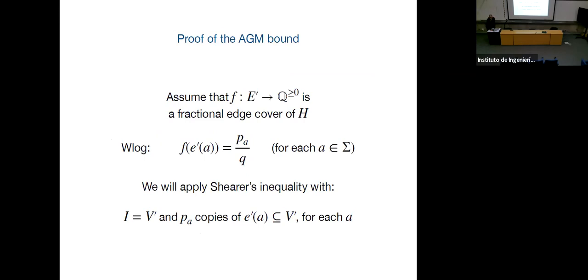So the only thing that we will use aside from Shearer's inequality is that the entropy of a random variable is maximized when the probability distribution is uniform, in which case it takes the value log of the size of the support. We will assume that we have our fractional edge cover, relativized so that all the values have the same denominator Q. And we will apply Shearer's inequality with I equal to B prime, the set of vertices, and we will have P sub A copies of each edge, where each edge is a subset of size 2 of B prime, and P sub A is this value here.